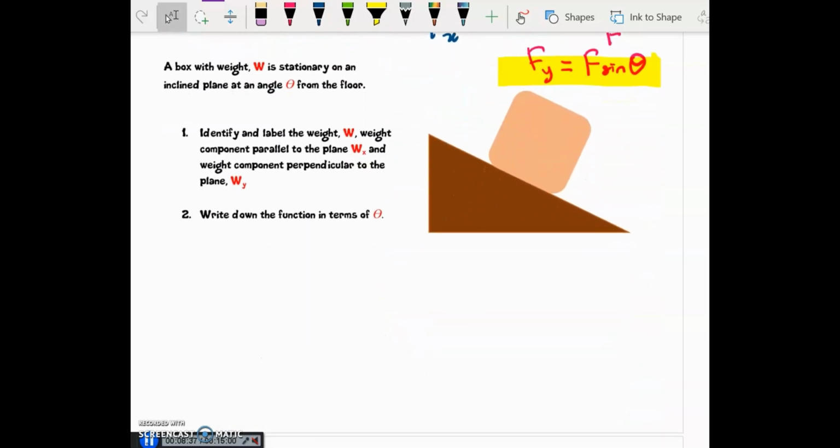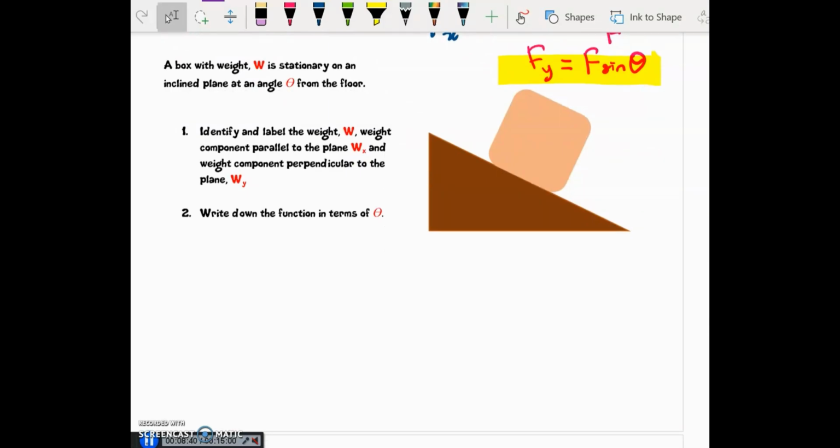Okay, let's do example number 2. This one is a bit tricky because the object here is on an inclined plane. A box with weight W is stationary on an inclined plane at an angle theta from the floor. So let's label theta. Identify and label the weight W, the weight component parallel to the plane, which is Wx, and the weight component perpendicular to the plane, which is Wy.